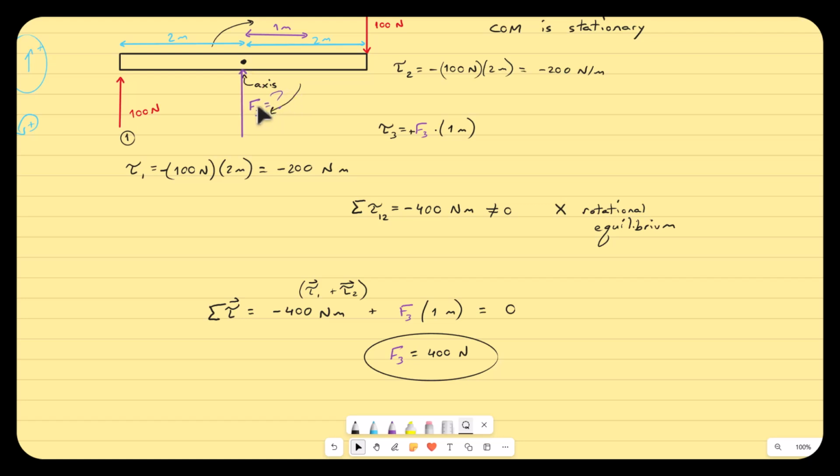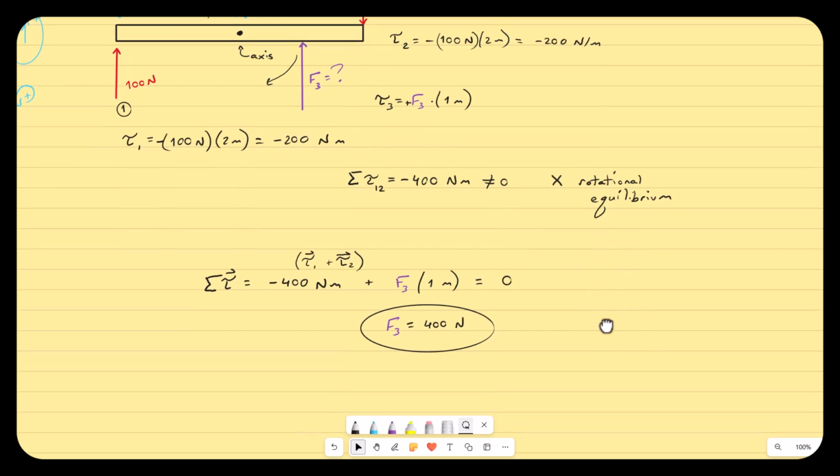If I put F3 right on the axis, then this thing doesn't work at all. It doesn't have any torque because it would be acting at a distance of 0. Right now, F3 is here, and I get 400 newtons. I did tell you that I would do a bridge problem, and that's what's next.